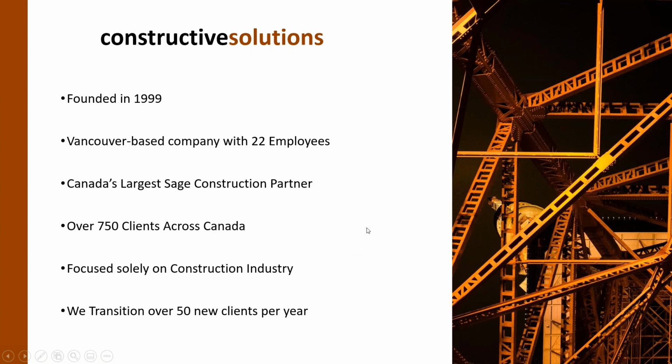So as I mentioned, we were founded back in '99 when we started selling Timberline. We are Vancouver based with 22 employees. We're the largest of the Sage Canadian business partners with over 750 clients across the country. And like Sage CRE, all of our clients are in the construction industry. And we transition about 50 new clients a year, and 80 to 85% of those are typically 100 Contractor clients.